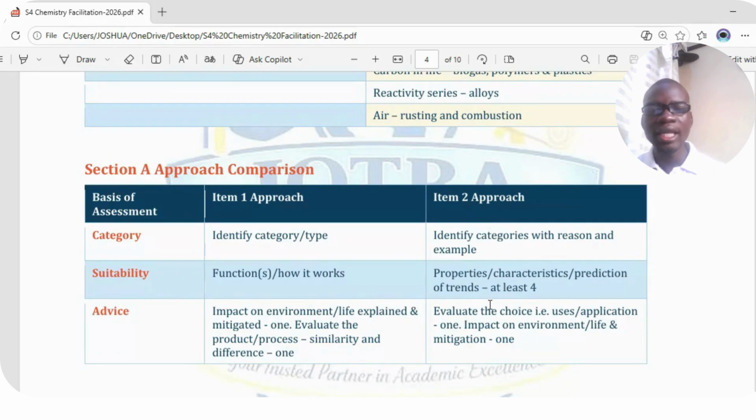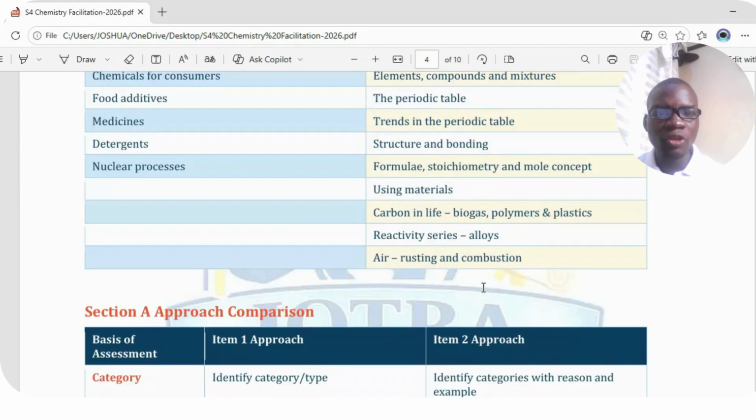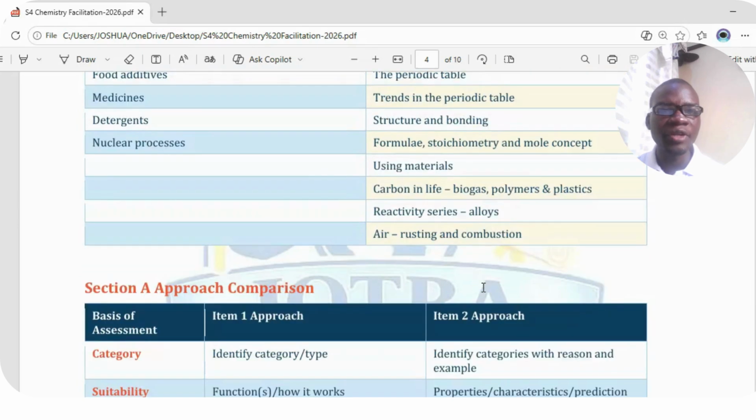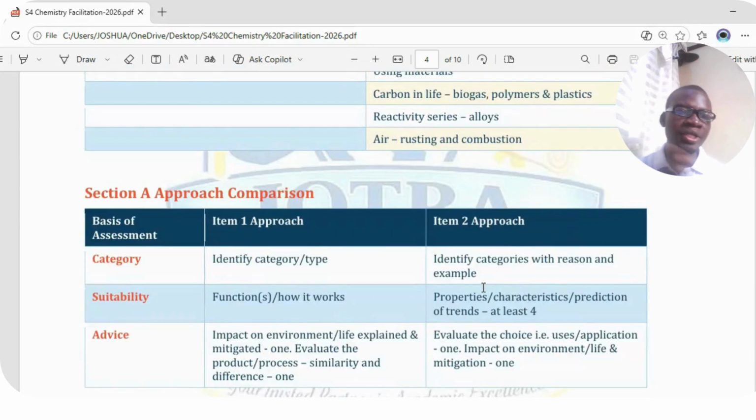Then suitability, here you are supposed to give us the properties or characteristics or prediction of trends depending on which topic has been brought. For example, if they bring the topic trends in the periodic table, now you're supposed to predict for us the trends. If they bring about materials, tell us the properties or characteristics. As simple as that.